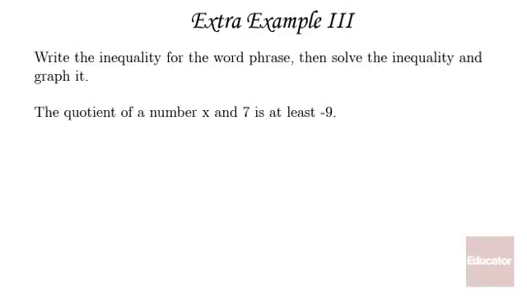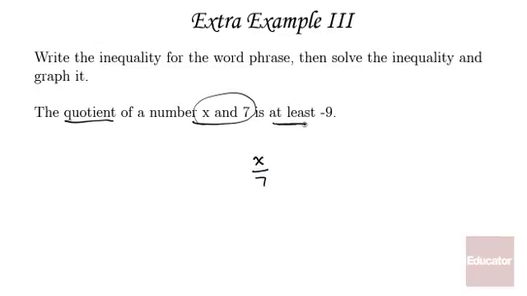Write the inequality for the word phrase, then solve the inequality and graph it. The quotient of a number x and 7 is at least -9. Quotient means divide, and we have the number x and 7. So we're going to put it right in that order, x divided by 7.